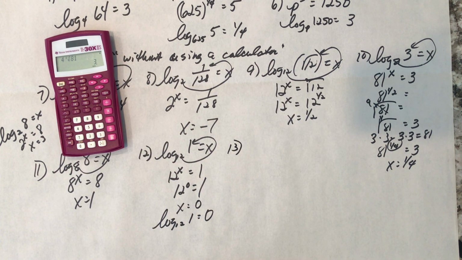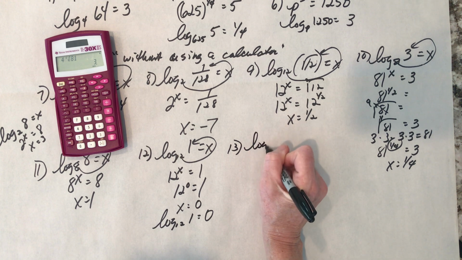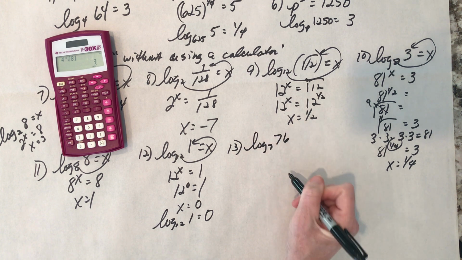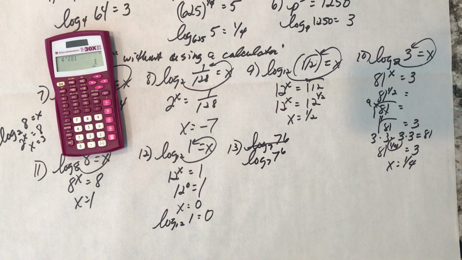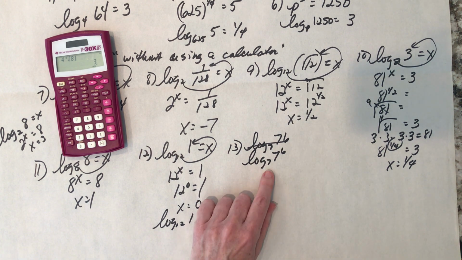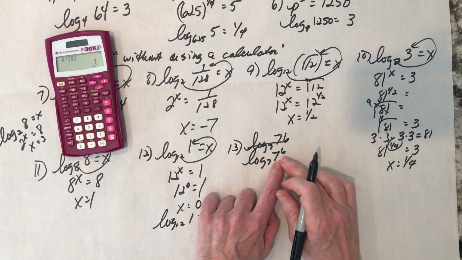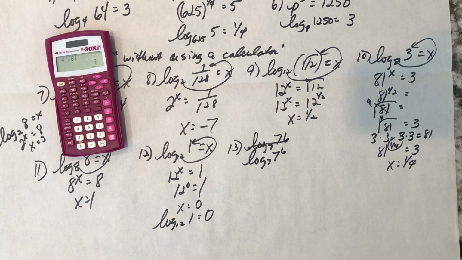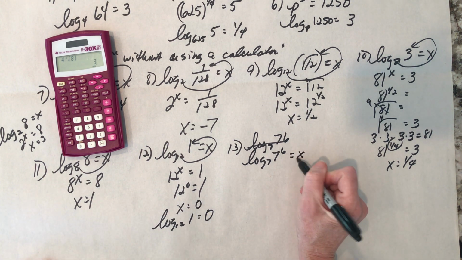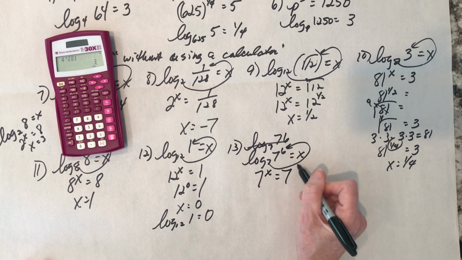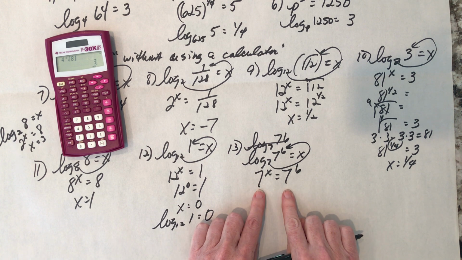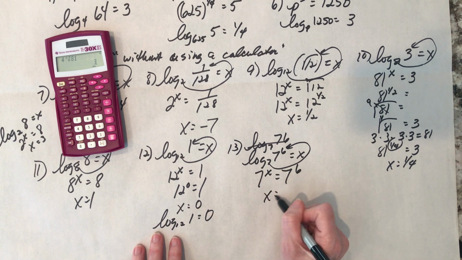Number 13. Log base 7 of 7 to the 6th power. What do you have to raise 7 to make it be 7 to the 6th? If you're not sure of that, set it up. 7 to the x equals 7 to the 6th. When the bases match, the exponents match.